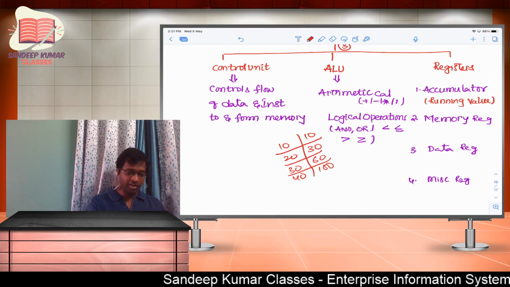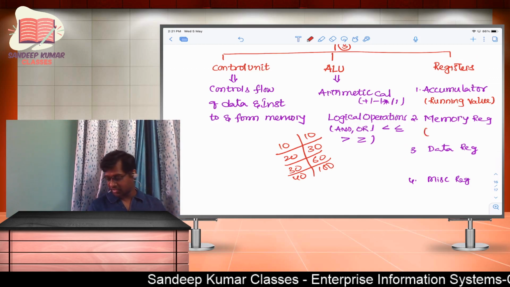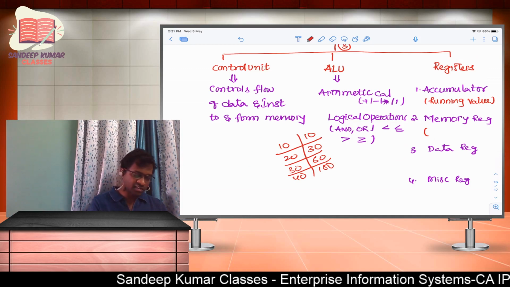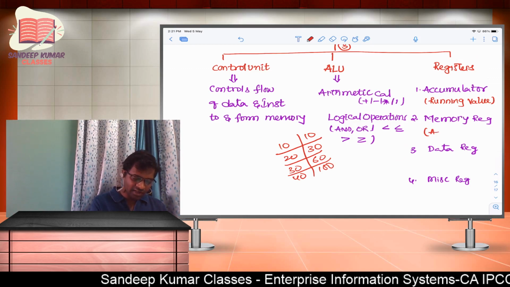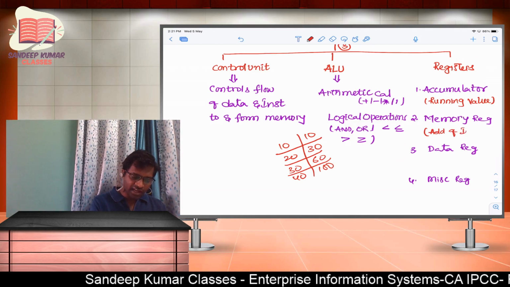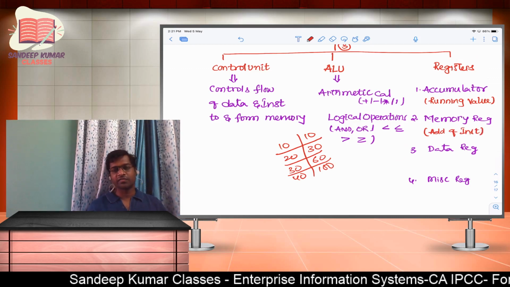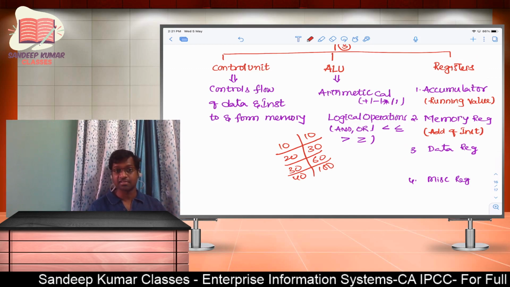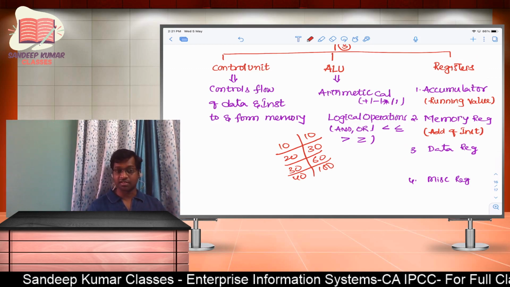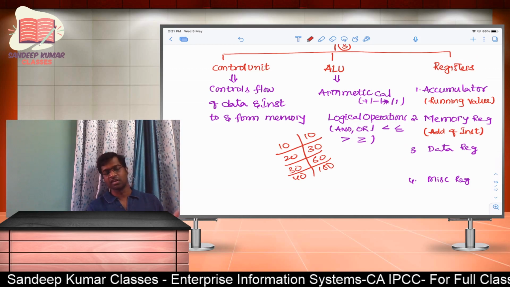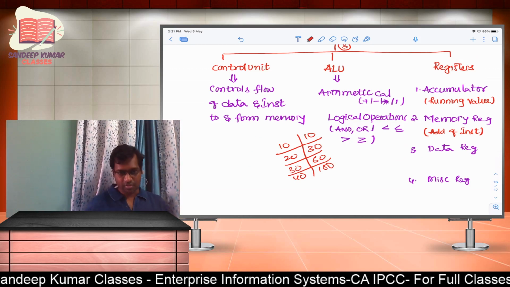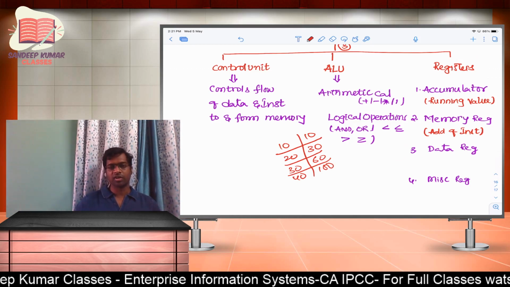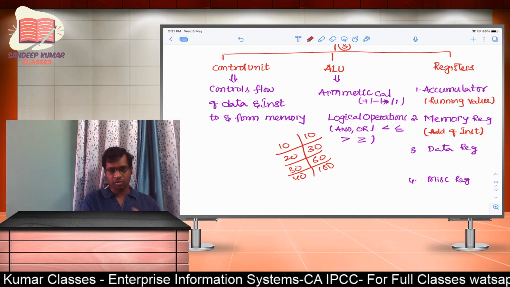Next one, memory registers. Memory registers are required for storing the memory address of an instruction. I can call it simply the address of an instruction. Add is an instruction, subtract is an instruction, division is an instruction. What do you mean by the address of an instruction? Simple: if I want to come to your house, only if you tell me the address can I approach you.